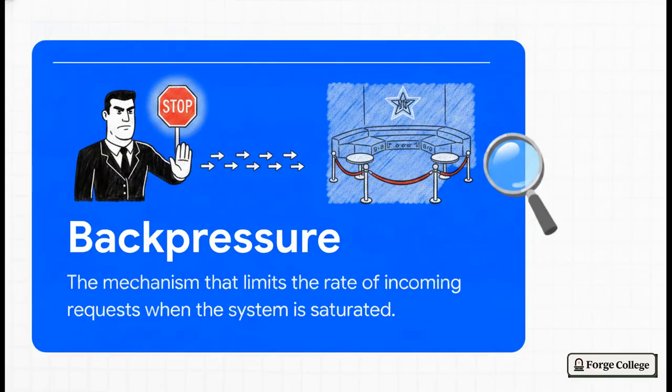And our third pillar is backpressure. If connection pools are the seats, and resource isolation is the VIP rooms, well, backpressure is the nightclub bouncer standing right at the front door. It's the mechanism that enforces admission control when the connection pool is completely full. When the system gets saturated, the bouncer steps in and limits the rate of incoming requests to protect the club from just bursting at the seams.